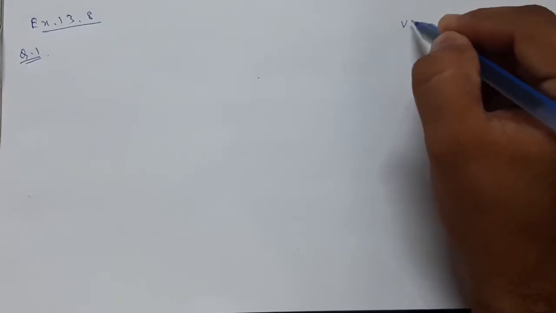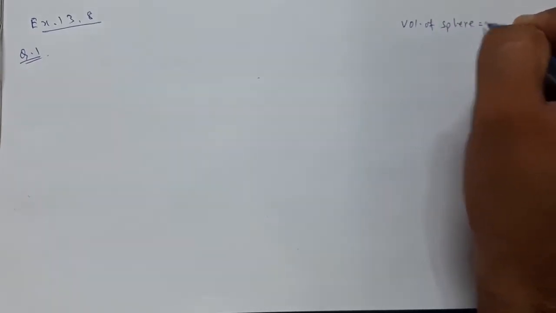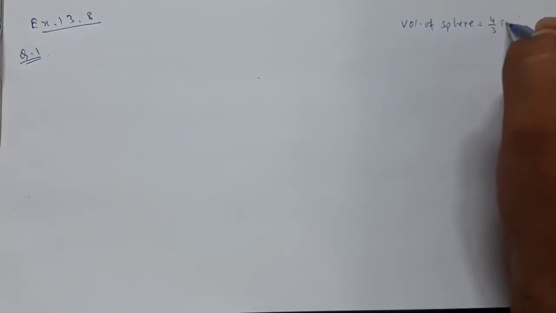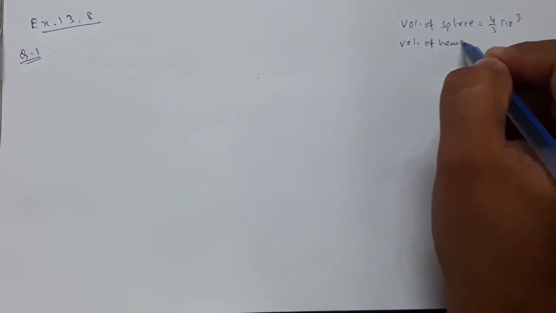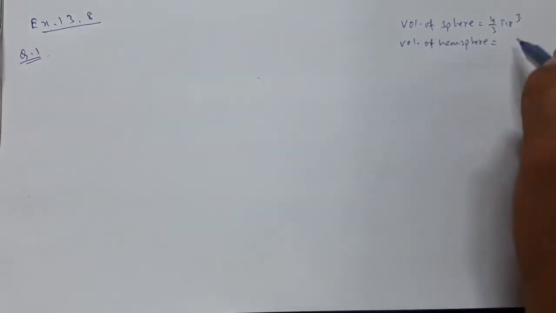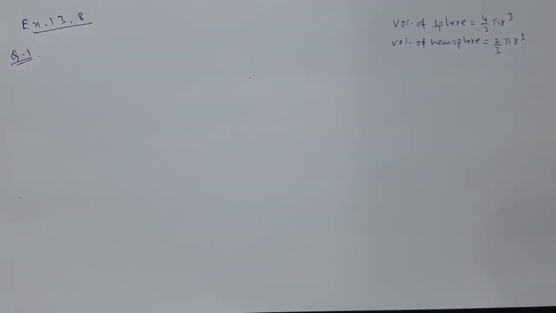So students, let us start with exercise 13.8, and in this exercise we are going to deal with volume of sphere, that is equal to 4 by 3 pi r cube, and volume of hemisphere, that is equal to 2 by 3 pi r cube. So let us begin it. Find the volume of sphere whose radius is 7 centimeter.